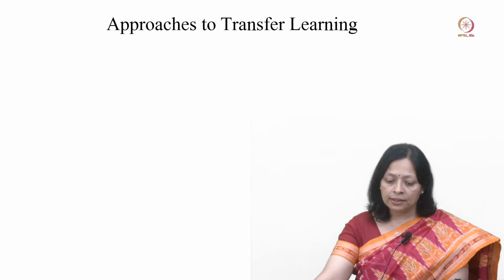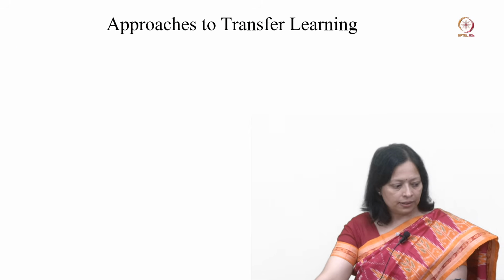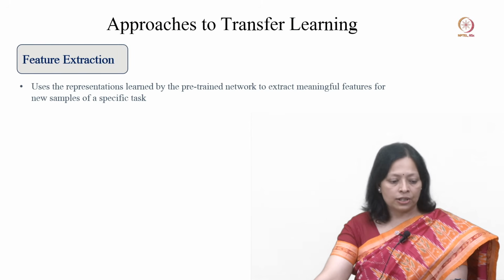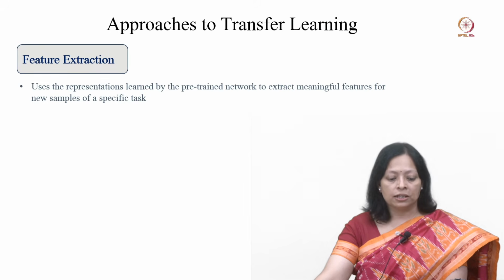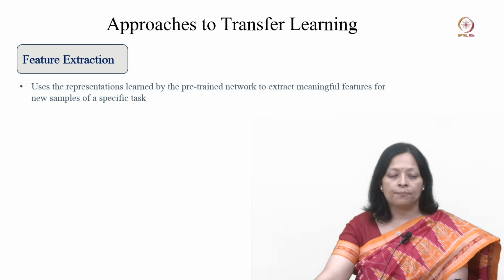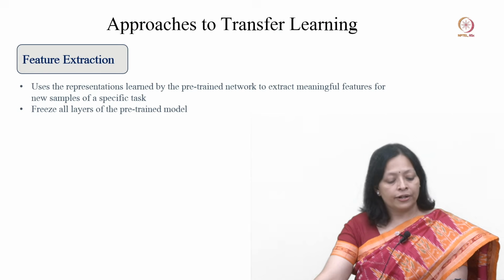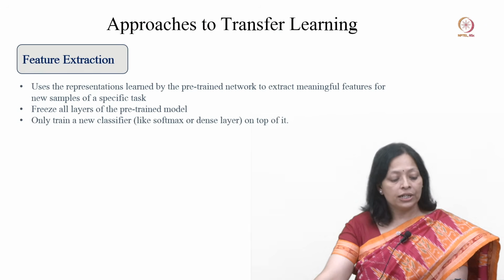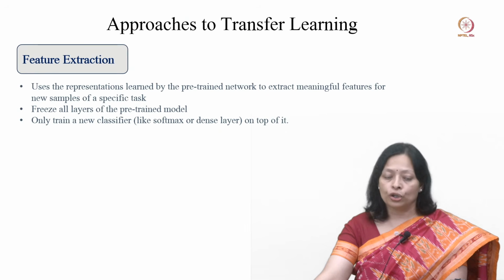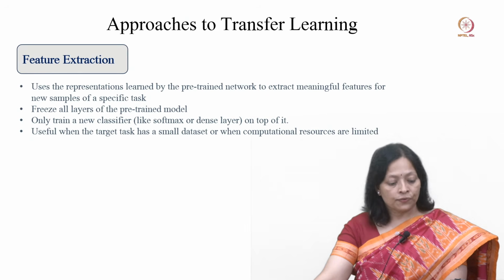Now, what are the various approaches to transfer learning? We will see that. One is feature extraction, in which we use the representations learned by the pre-trained network to extract meaningful features for new samples of a specific task. We freeze all layers of the pre-trained model and only train a new classifier like softmax or dense layer on top of it. This is useful when the target task has a small data set or when computation resources are limited.